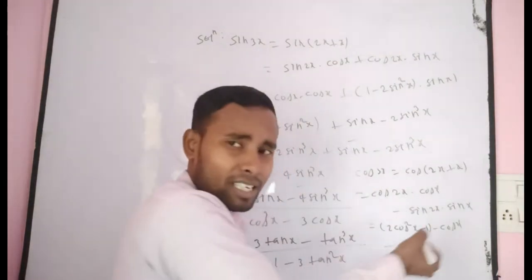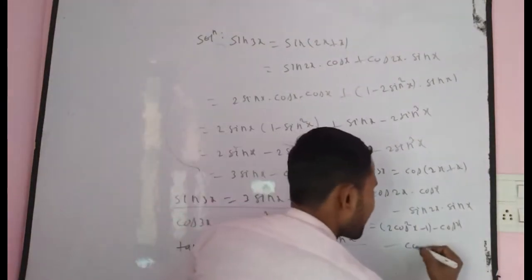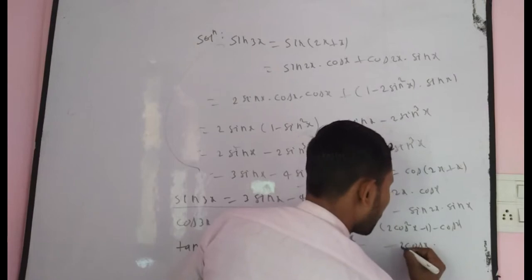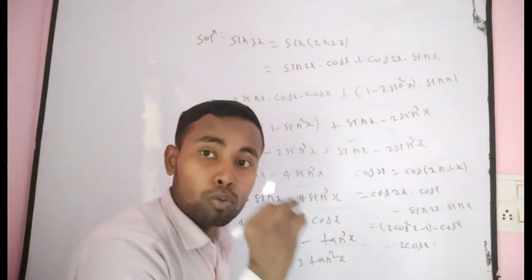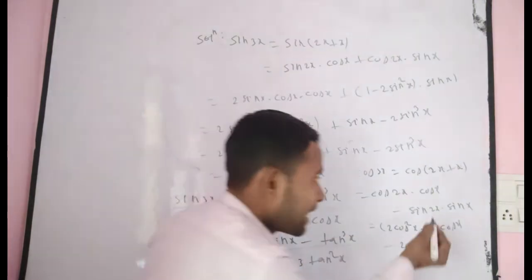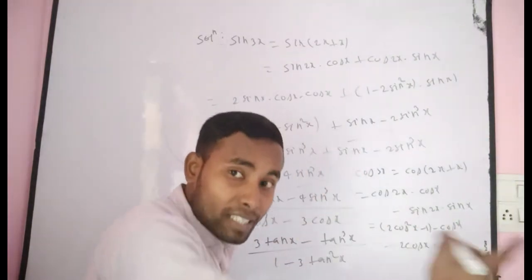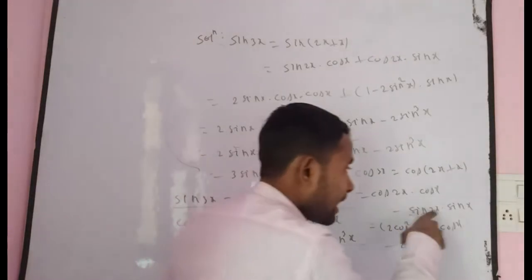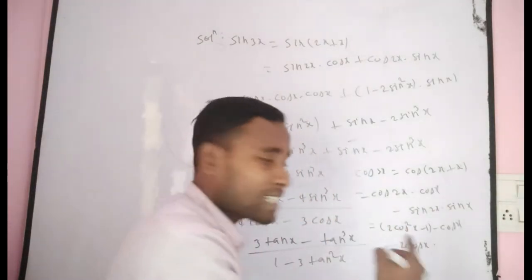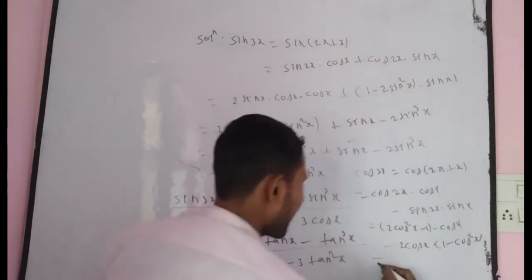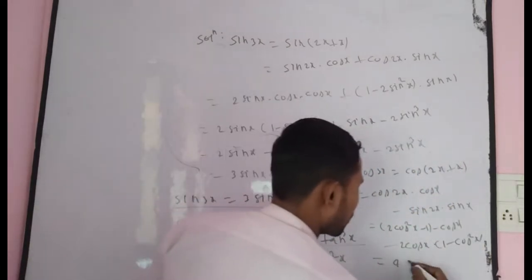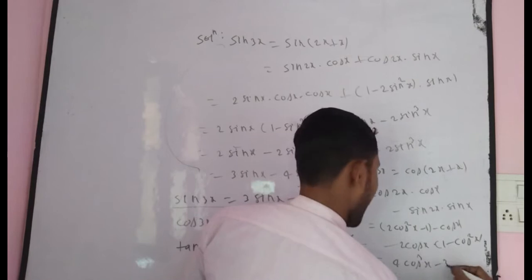If you take cos x as a first term, then you get what? 2 cos x into, here you write sin 2x is equal to 2 sin x into cos x. Here sin x and sin x will be sin square x and 2 cos x. And here you get sin square x, that means sin square x is equal to 1 minus cos square x. You already know about it. Now you have to manipulate. Finally you get 4 cos cube x minus 3 cos x.